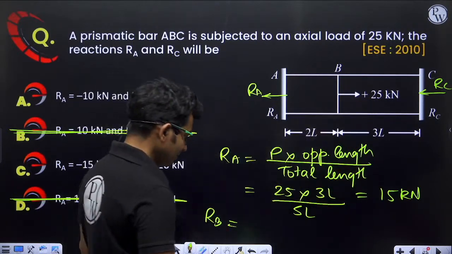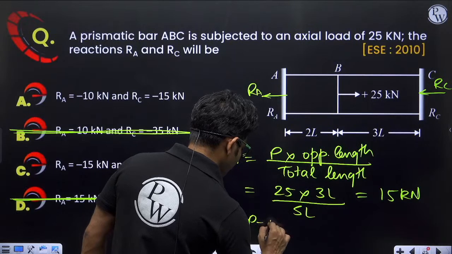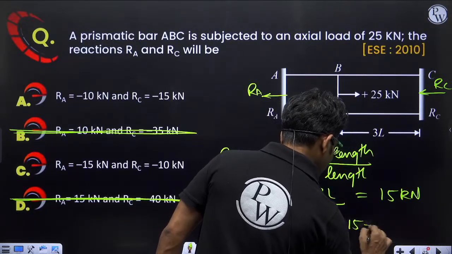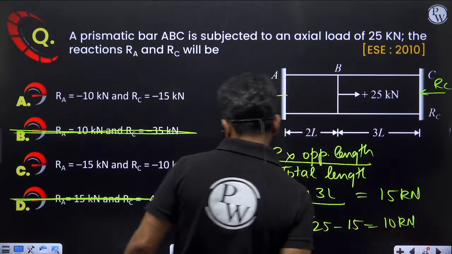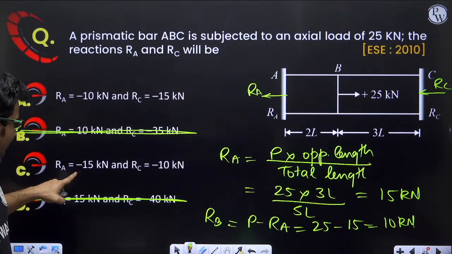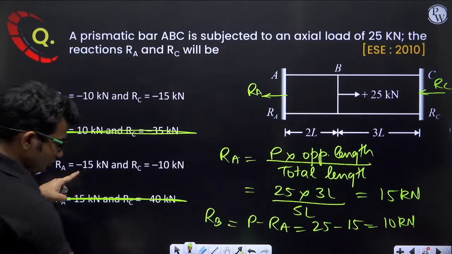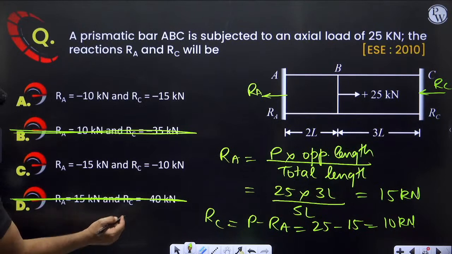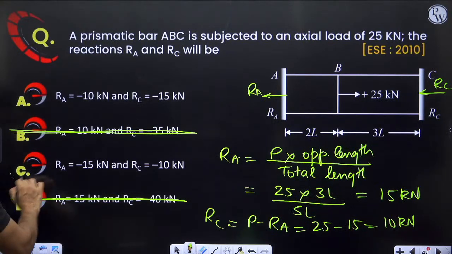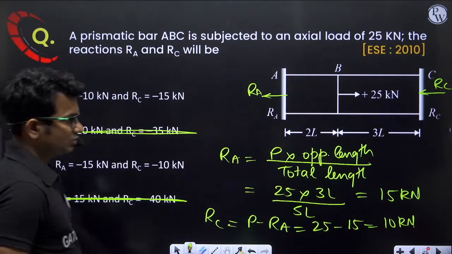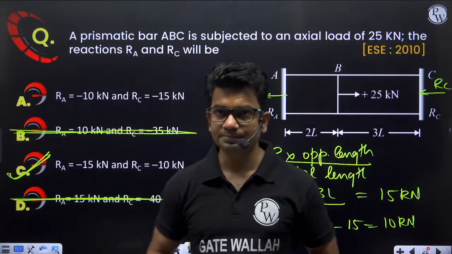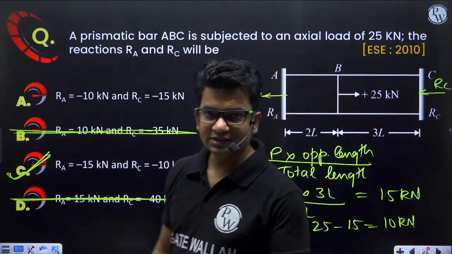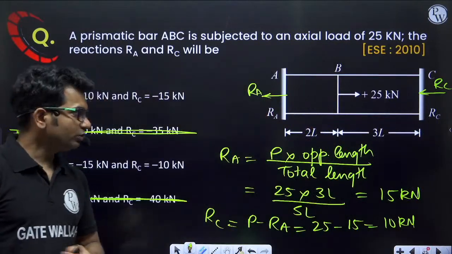So the other reaction will be P minus RA. P is 25, 25 minus 15 gives 10 kilonewton. So RA is 15 kilonewton and RC, not RB, will be 10 kilonewton. Both will have negative signs. We have calculated only the magnitude. So this is the short trick. I hope the short trick is clear to you. In an objective question, there is no need for the long method.